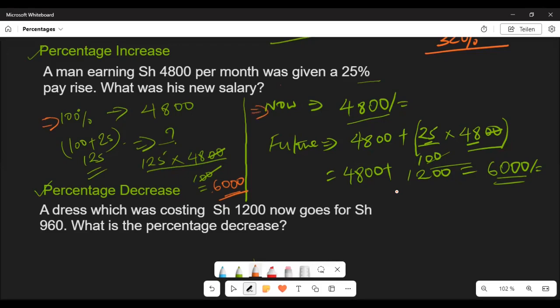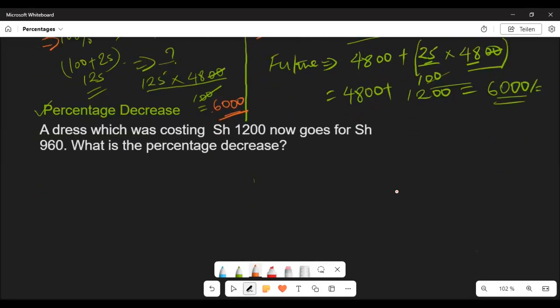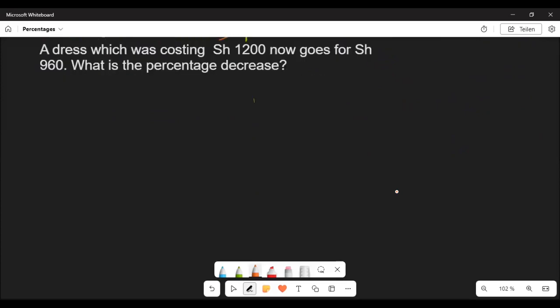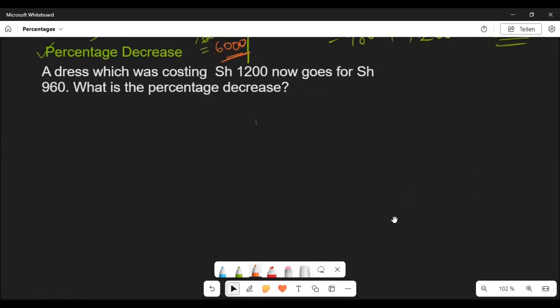Now let's look at the last topic here, the last part of percentage, which is based on the decrease in percentage.